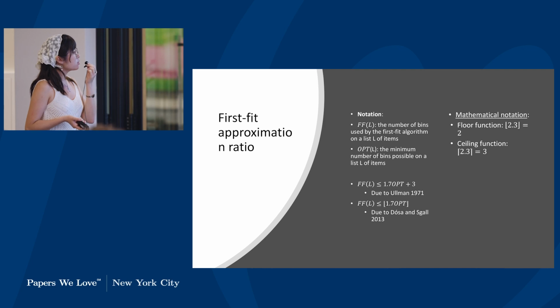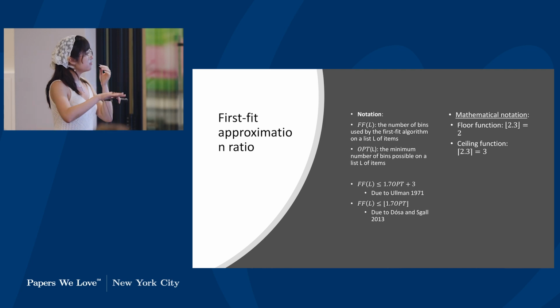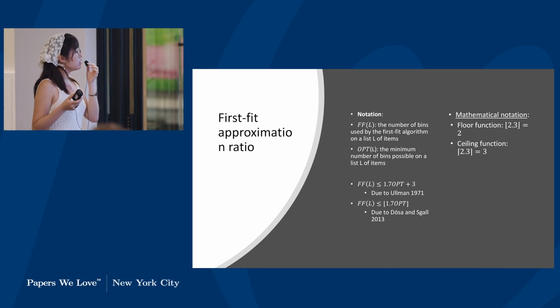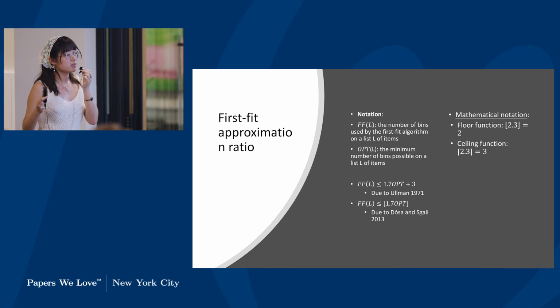And it was later improved to be just the floor of 1.7 times opt. So what does the 1.7 mean? It means that the number of bins output by the first fit algorithm is at most 1.7 times the number of bins by a supposed ideal optimal algorithm.